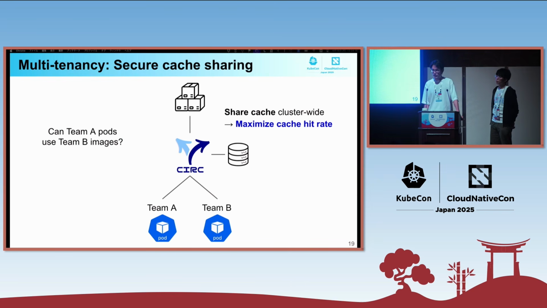So next feature is multi-tenancy. CIRC's cache is shared cluster-wide. This increases the cache hit rate. But if the cluster is shared by multiple tenants, we must consider the security of shared cache. We must ensure that Team A's pod cannot use Team B's image in the cache unless Team A's pods have enough permission. How can CIRC ensure secure cache sharing among multiple tenants?